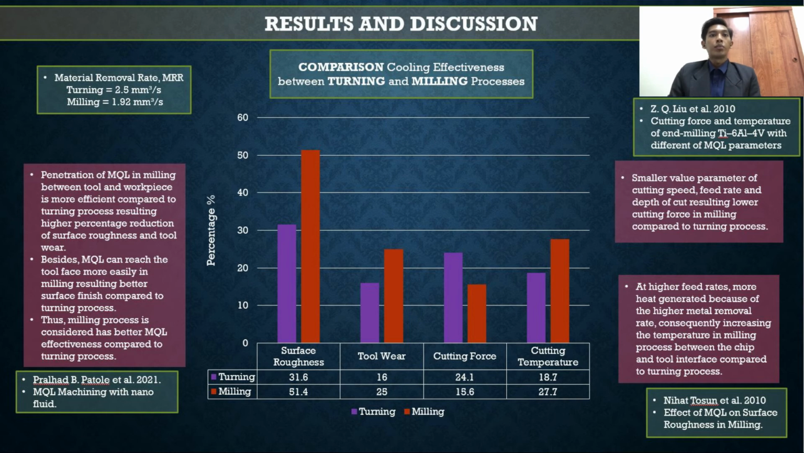So lastly is the comparison of cutting temperature between turning and milling process. The graph shows that cutting temperature in milling is higher than in the turning process. Nihat Tosun et al., 2010, in his research about the effect of MQL on surface roughness in milling, quoted that at higher feed rate, more heat is generated because of the higher metal removal rate, consequently increasing the temperature in the milling process between the chip and tool interface compared to the turning process.